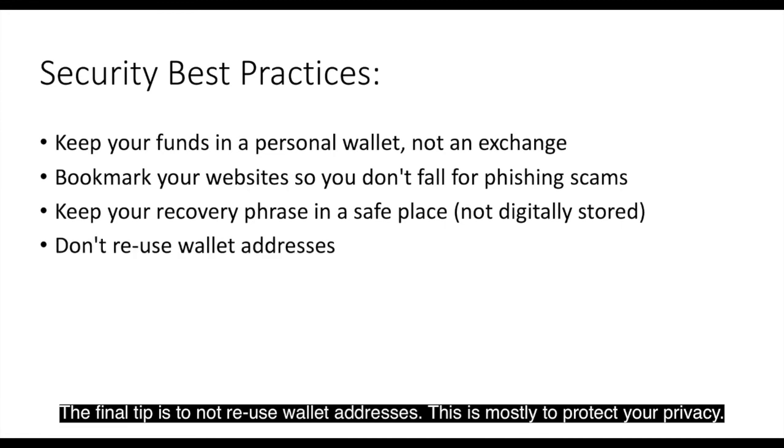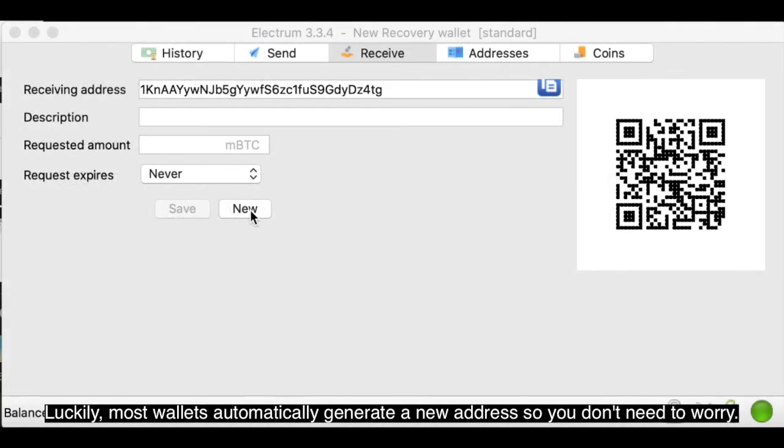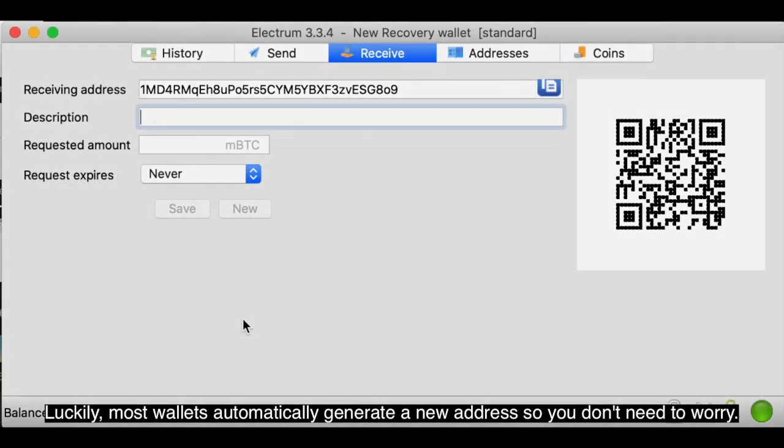This is mostly to protect your privacy. Luckily, most wallets automatically generate a new address, so you don't need to worry.